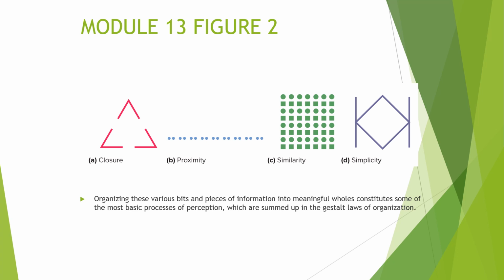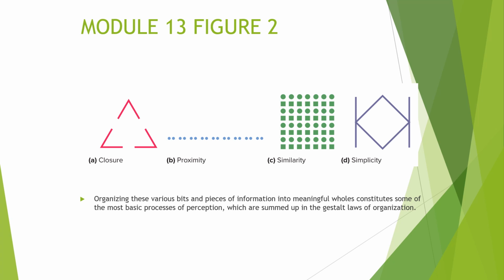So figure 2 is going to show you that, and that's at the top of page 119. Here we have all 4 of them, actually. Here we have closure in letter A. We see that as a triangle. We don't see that as 3 separate red figures. We see it as a triangle. Our mind just automatically closes in those spaces. Proximity: we see that as 2 dots, then 2 dots, then 2 dots, then 2 dots. We don't see it as 1 dot, then 3 dots, then 4 dots, then 2 dots. We just see it as 2 dots. Our brain will automatically put that together.